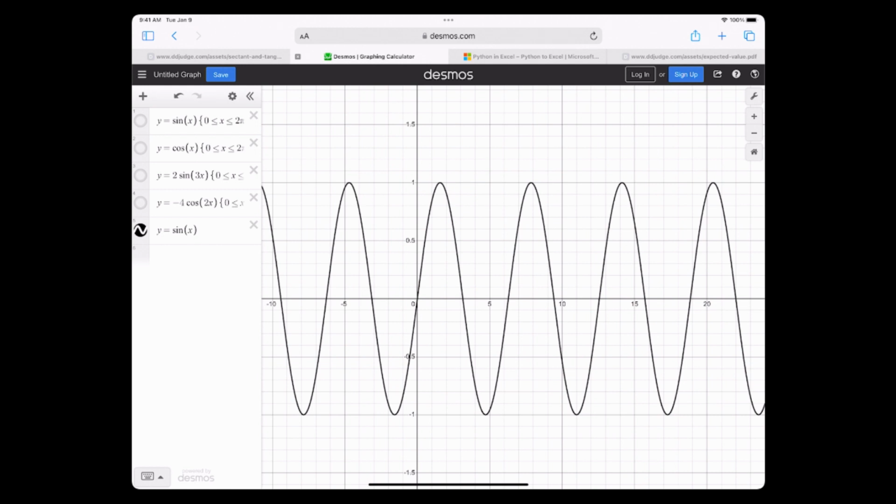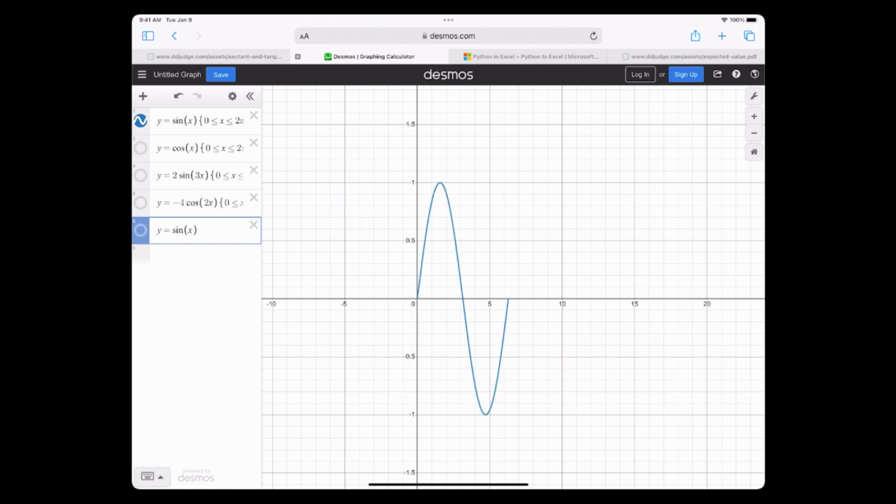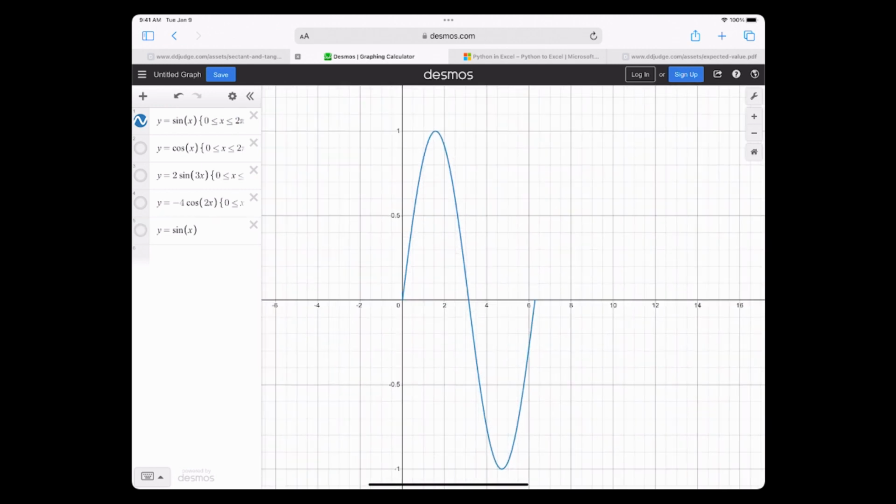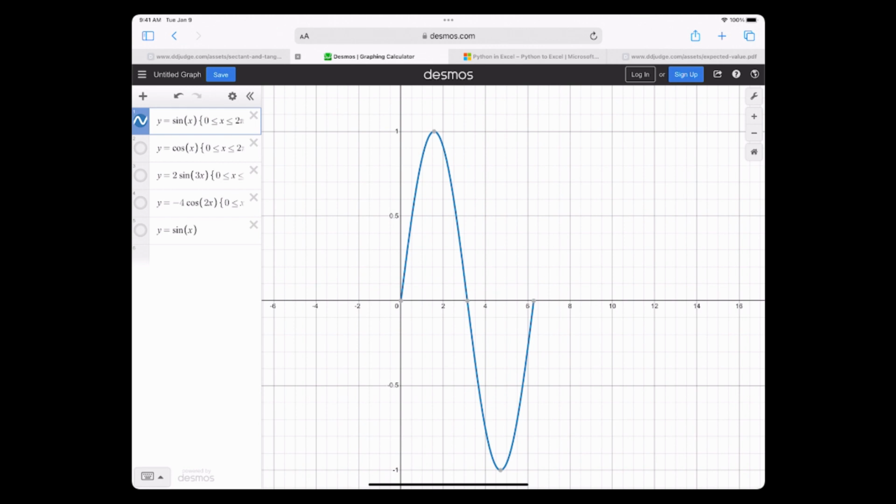The second I restrict my domain, like I do up here, this is only one cycle now. Okay, you go, what do you mean by one cycle? Well, you start at the x-axis. You get to the maximum value. You get to the what? The x-axis again. So all these are x-axis. Now, the minimum value, and then you're back on the x-axis. This is one cycle of what? Of sine.